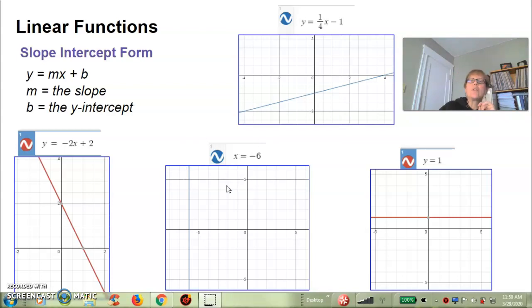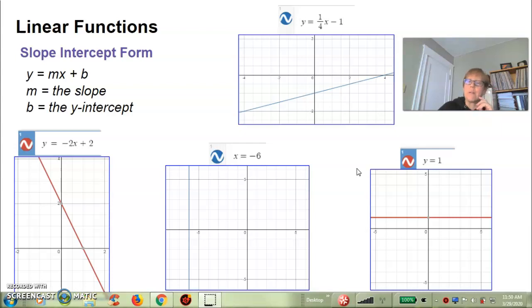Here's these 2 equations right here. This one here, y equals 1, appears not to have a slope. That's because it doesn't have a slope. It's called a zero slope. The way I say these, both x equals negative 6 and y equals 1, is in this case, x always equals negative 6 no matter what the y is. And in this one, y always equals 1 no matter what x is.